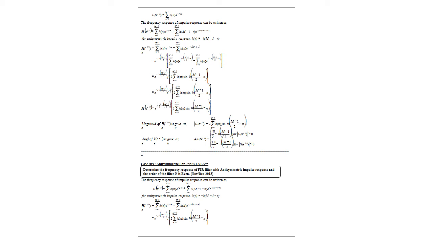And the angle of H of e power j omega is given as angle H of e power j omega, that is equal to pi by 2 minus omega (M minus 1) by 2 for modulus H of e power j omega greater than 0, and 3 pi by 2 minus omega (M minus 1) by 2 for modulus H of e power j omega less than 0.